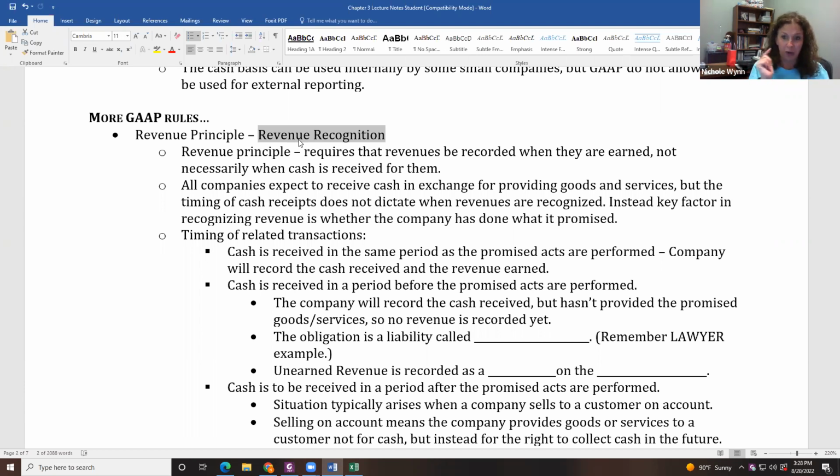Okay. So here's a separate issue that's kind of weird, and I'm going to talk about the lawyer example so that you can remember this. Sometimes you receive money before you earn it. The best example of that, or one example of that, is let's pretend that we're lawyers. So we own a law firm and we defend clients who come to us.